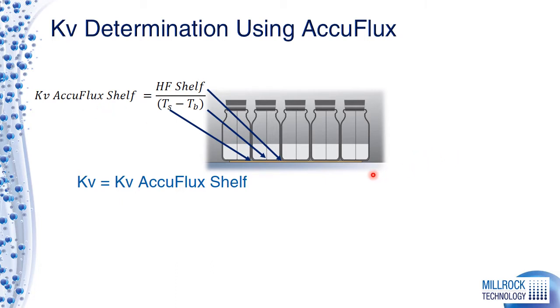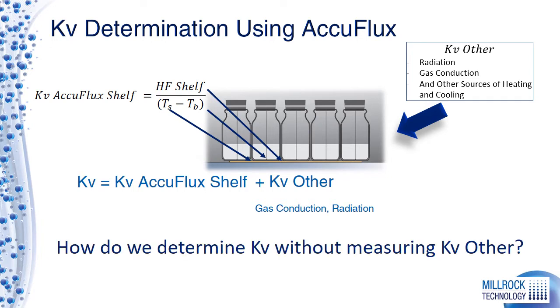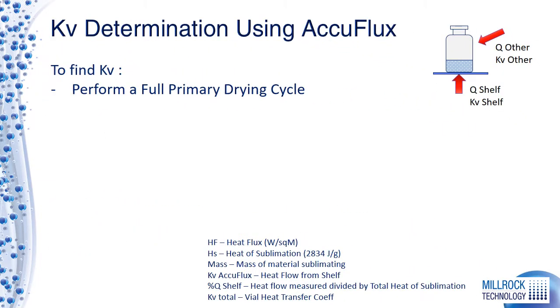That's the heat flow coming in from the shelf surface. There are other components of heat transfer, including gas conduction and radiation, that we can call Kv other, that we're not measuring with the heat flow sensor. So how do we determine Kv for the entire vial if we're not measuring Kv other? We do it this way.